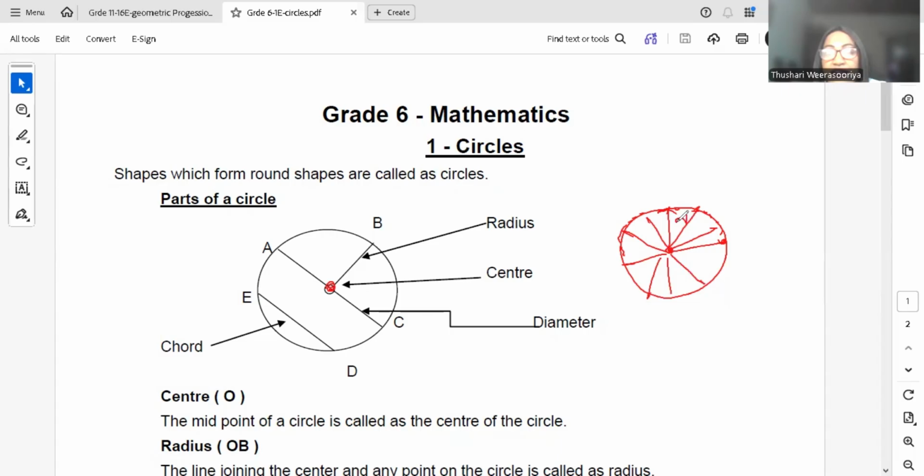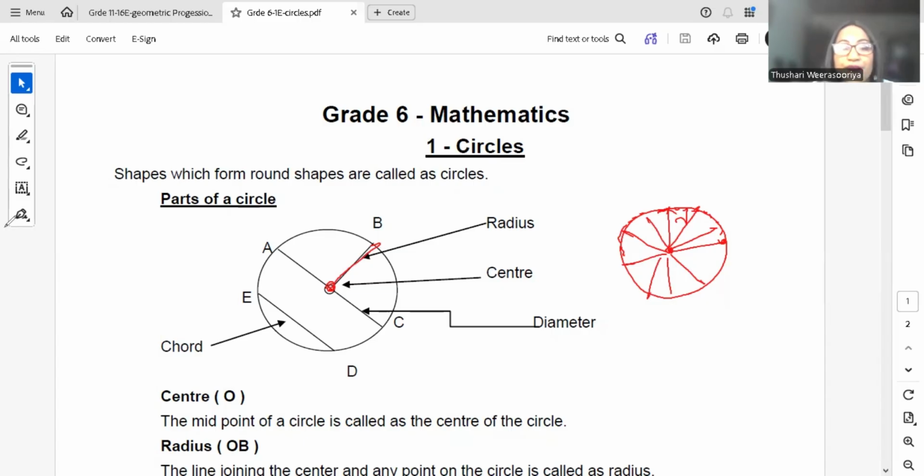The symbol is R. That is known as OB. This is also a radius. This is also a radius. OA, OC, like that. You get billions of radii. I have drawn a few. Now we'll move on to the other part.